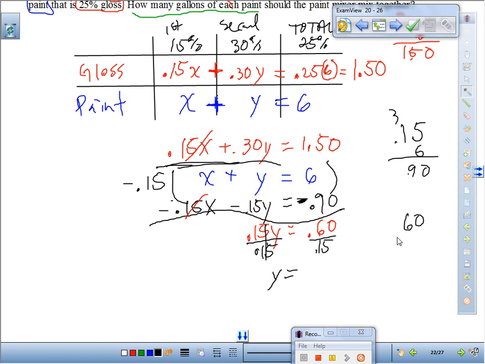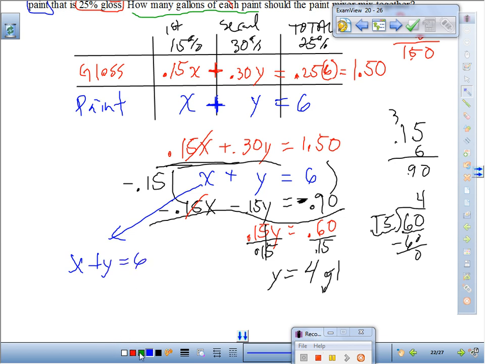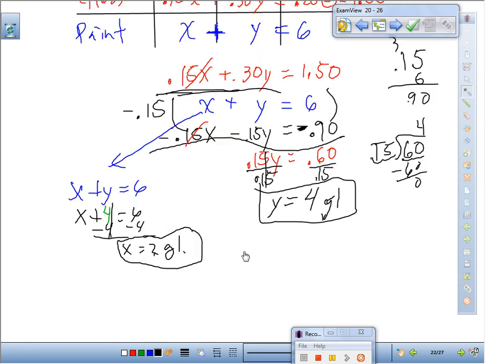Y is equal to, let me see, 0.60 divided by 0.15, move the decimal over twice, so we get rid of it for both. So this is 4 gallons. So if we already solved for y, what do we need to solve for? x. So we rewrite our equation over here, x plus y equals 6. Y we said is 4. Bring everything else down. x plus 4 equals 6. Subtract 4, subtract 4. x equals 2 gallons. So our solution is 2, 4.